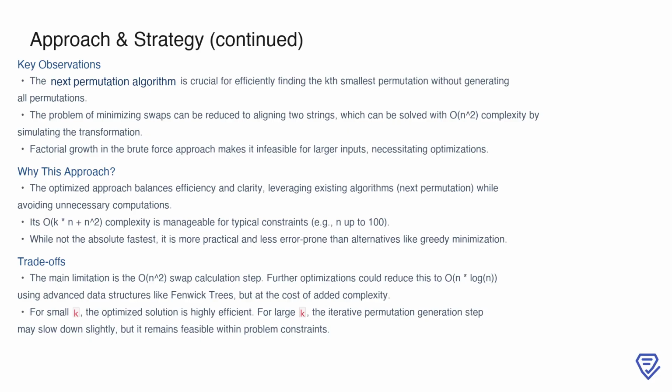However, there is room for further optimization. For example, reducing the swap calculation to O(n log n) using data structures like Fenwick trees could improve performance, though this would come at the cost of increased implementation complexity. Overall, this approach is practical, efficient, and well suited to the problem's constraints.